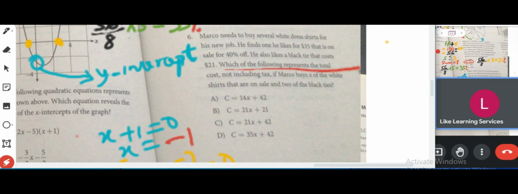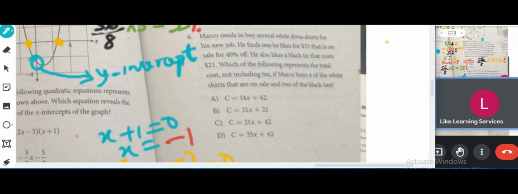Which of the following represents the total cost, not including tax, if Marco buys X of the white shirt? Oh, sorry, plus 2 of the black tie. I didn't notice that it's plus 2 of the black tie. Can you imagine it? It's not B. It's plus 2 of the black tie. I thought it's only one tie. Are you with me? Yes. So it's actually plus 2 of the black tie.